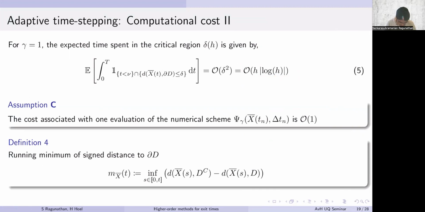So here we make an assumption that the cost associated with just one evaluation of the numerical scheme, which was given by psi of gamma, is of order 1. And we also define this running minimum signed distance. So if the process is inside the domain, the distance from the process to the boundary is positive, and if it's outside, then it's negative, and vice versa, basically.